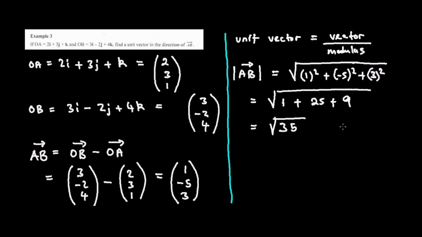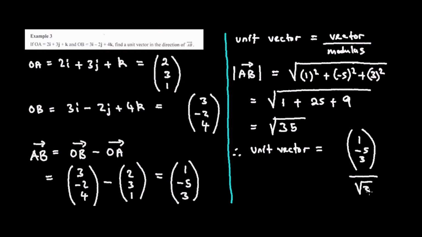We do not have a perfect square. 35 is not a perfect square because we don't have an exact square root of 35. So we can actually leave it at that. So therefore unit vector atrikuda in the direction of AB is equal to the vector itself over its size, which we know is just 1 over square root of 35 times (1, -5, 3). That will be our final answer.